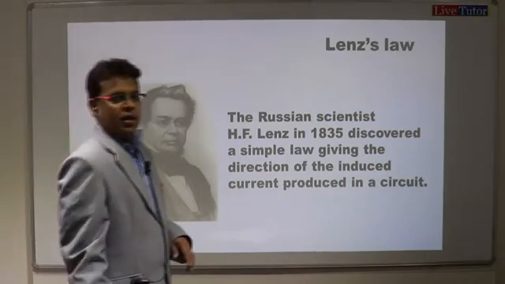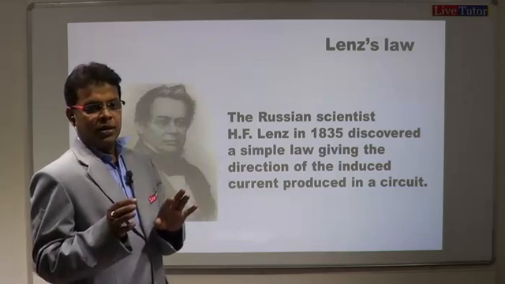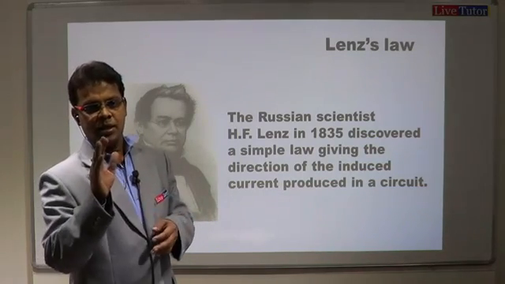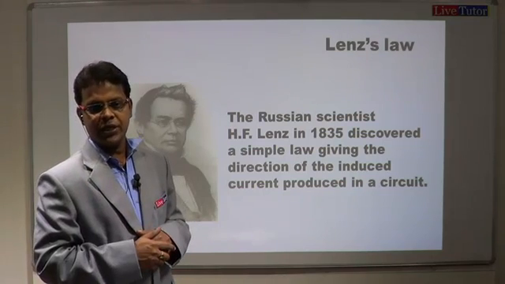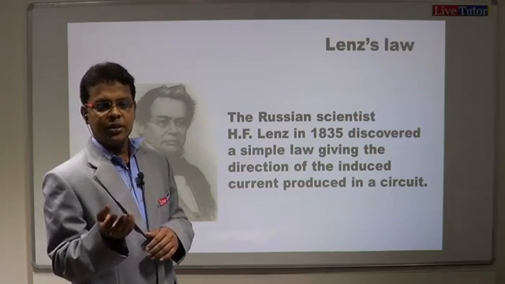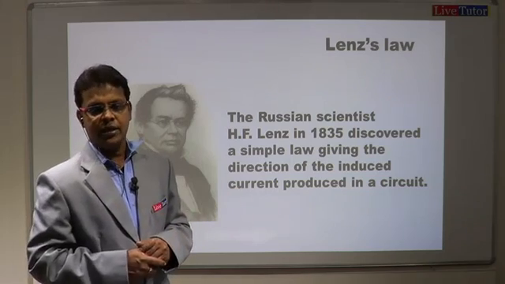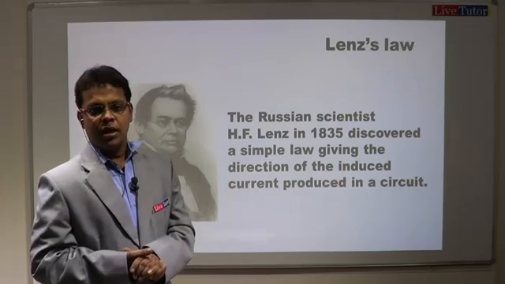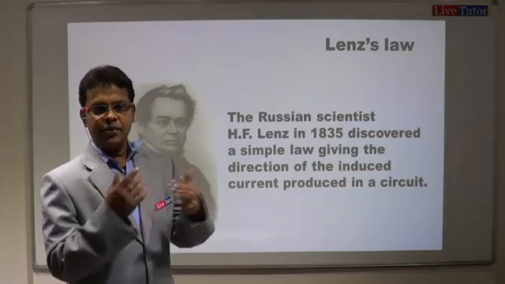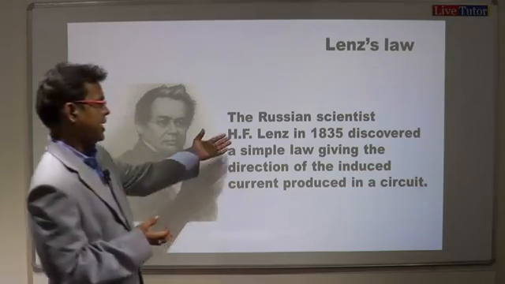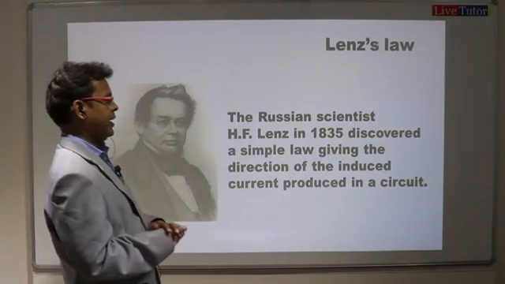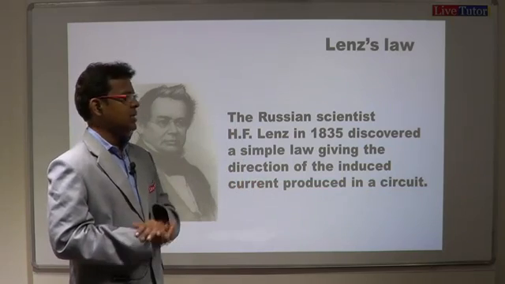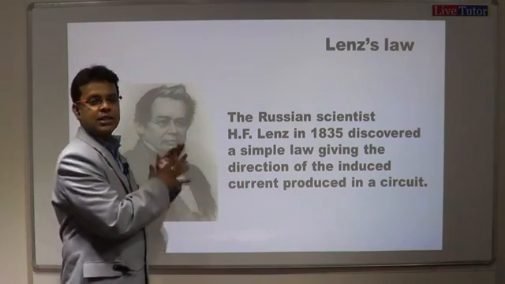Right, now we have seen that when the flux changes, sometimes the galvanometer shows deflection in one direction, and another time it shows the deflection on the other side. Why does this happen? There was a confusion, and Faraday was not able to give the solution for that. After that, the Russian scientist Lenz, HF Lenz, in the year 1835, discovered a simple law giving the direction of the induced current produced in a circuit. This is called Lenz's law.